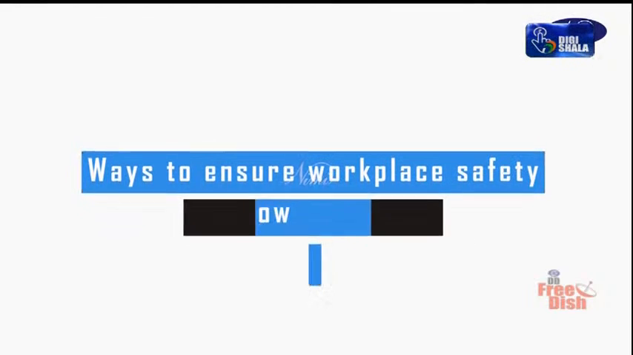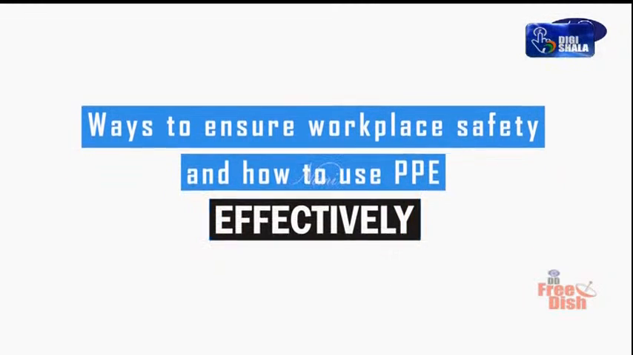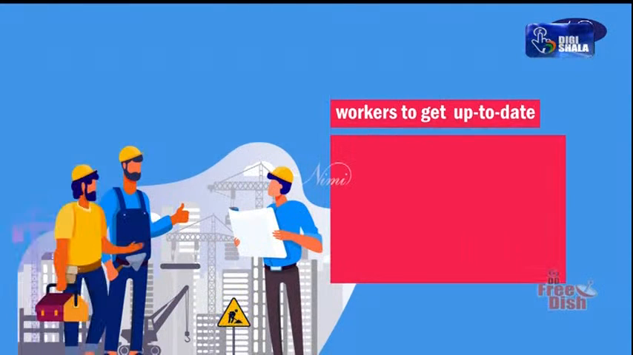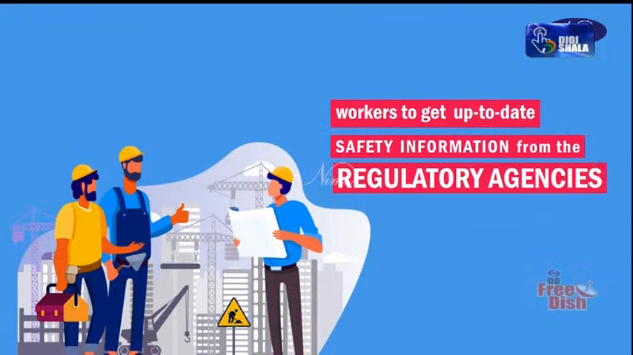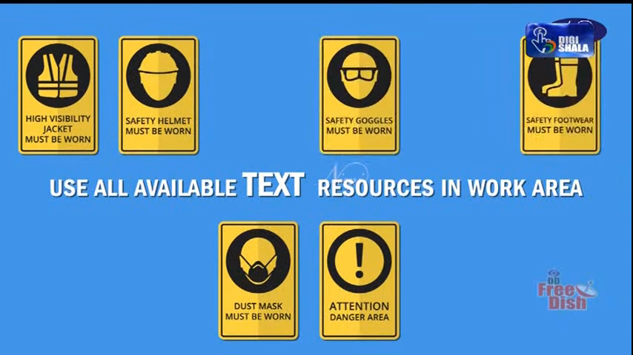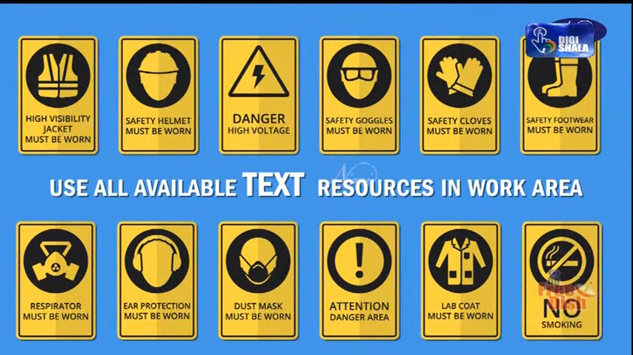Next, what we are going to see is ways to ensure workplace safety and how to use personal protective equipment effectively. Workers should get up-to-date safety information from the regulatory agencies that oversee workplace safety in that specific area, and use all available text resources that may be in the work area for applicable safety information on how to use PPE in the best way.